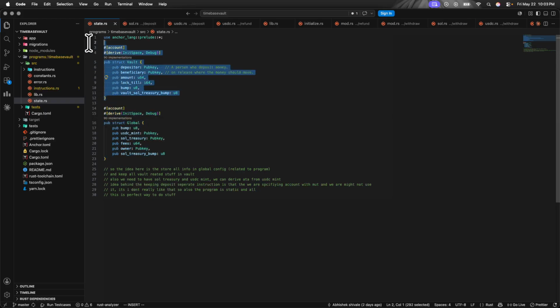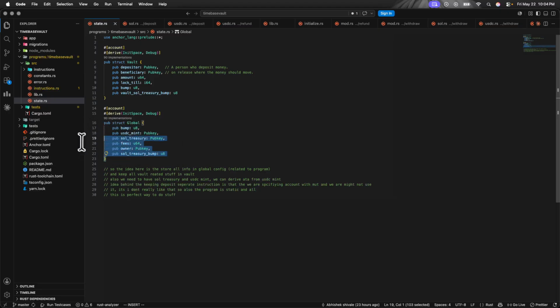We will have two different states. The first one is the global state, which is where the treasury of our program will live. It might be the SOL treasury and the USDC mint, because we have to be sure we are getting the right USDC mint, as there might be different programs people might use. So we are storing the USDC mint and how much fees we're going to charge, in percentage. So I have added this.